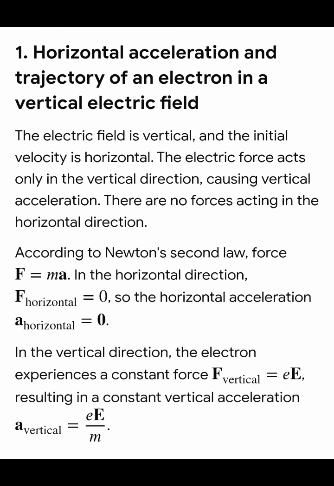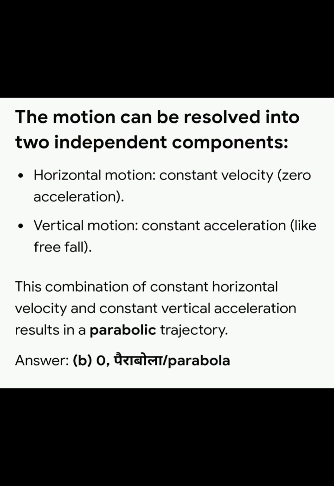So we know F is equal to ma. So in the horizontal direction, F horizontal is equal to 0. That means a horizontal is equal to 0. So in the vertical direction, F is equal to F vertical, that is equal to eE, resulting in a constant vertical acceleration, that is a vertical is equal to eE by m. So in the horizontal direction there is zero acceleration, that means there is a constant velocity, and in the vertical direction there is a free fall, that means there is a constant acceleration. So the combination of this gives a parabolic trajectory.